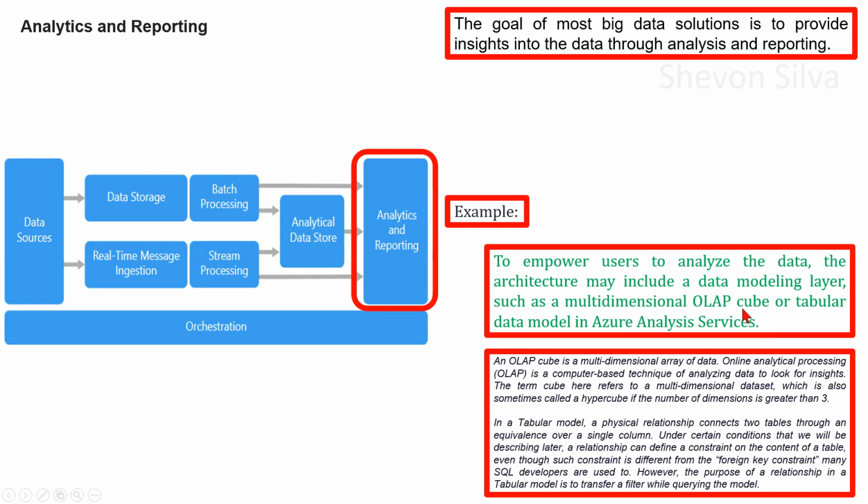An OLAP cube is a multidimensional array of data. Online analytical processing, OLAP, is a computer-based technique of analyzing data to look for insights. The term cube here refers to a multidimensional dataset, which is also sometimes called a hypercube if the number of dimensions is greater than 3.